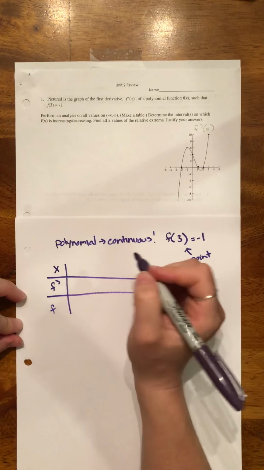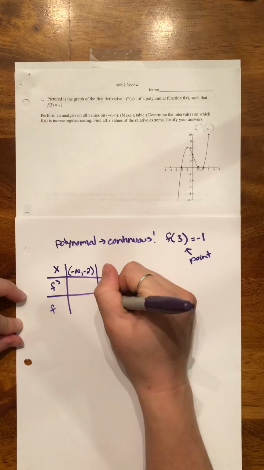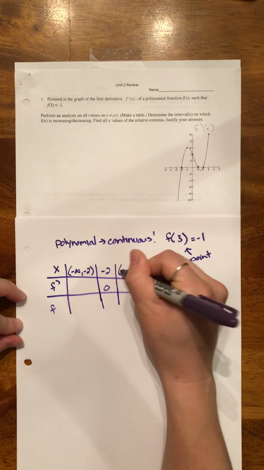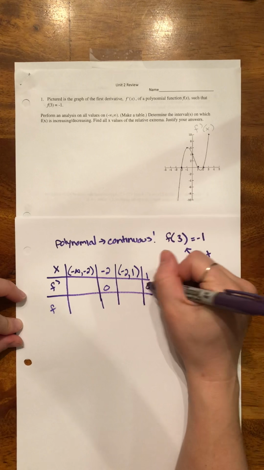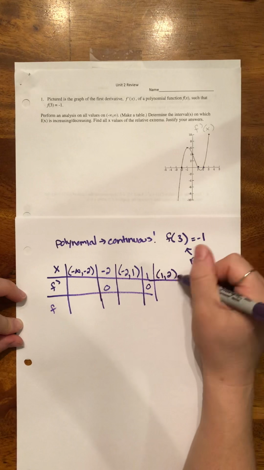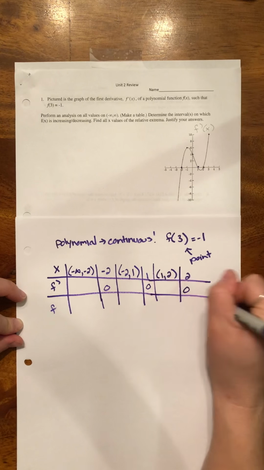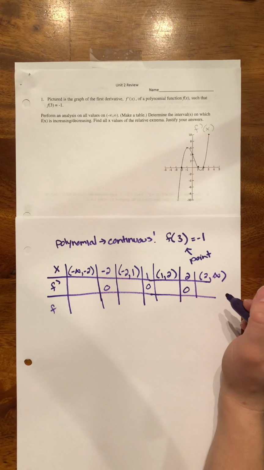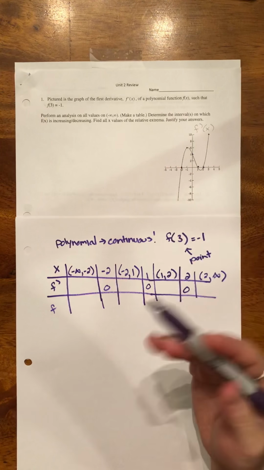So my critical values are going to be at -2. So I'm going to go -infinity and -2. And then I can see at -2, f prime is 0. Then I'm going to go from -2 to 1. Because at 1, right there, I have another 0. 1 to 2. Because at 2, I have another 0. And then you can go on 2 to infinity. You don't have to make this chart every time you see something that looks like this, but in this particular question, it's saying make a table, so I'm going to make a table.